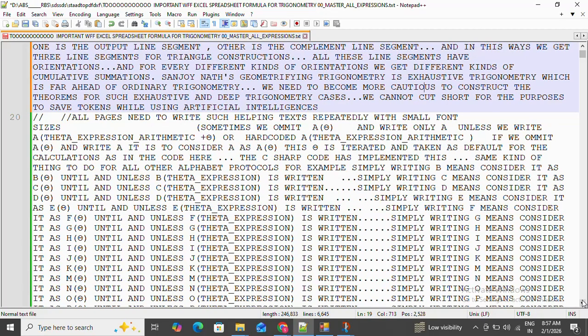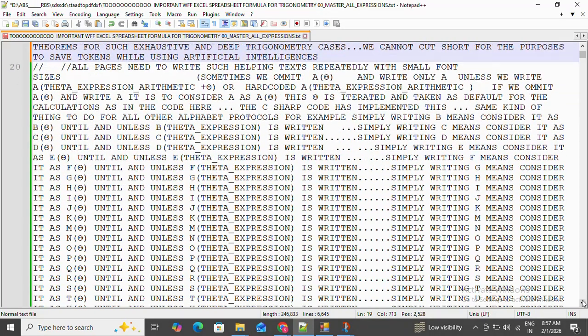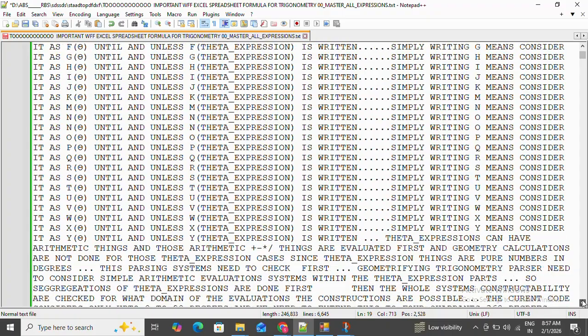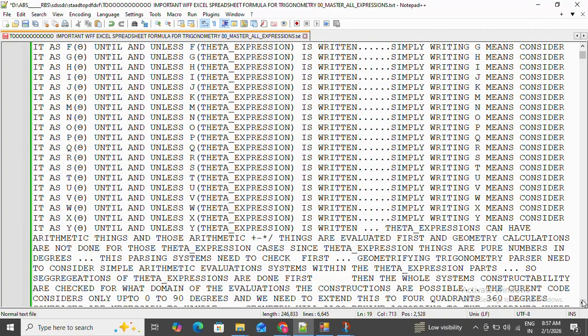So it is not always mandatory to write the theta every time, because the software takes care of things, such that the students can play with the software and find different deeper insights about the realities of the geometric ways of understanding the trigonometry expressions. And that is the first motive for working with Sanjoy Nath's Geometrifying Trigonometry.